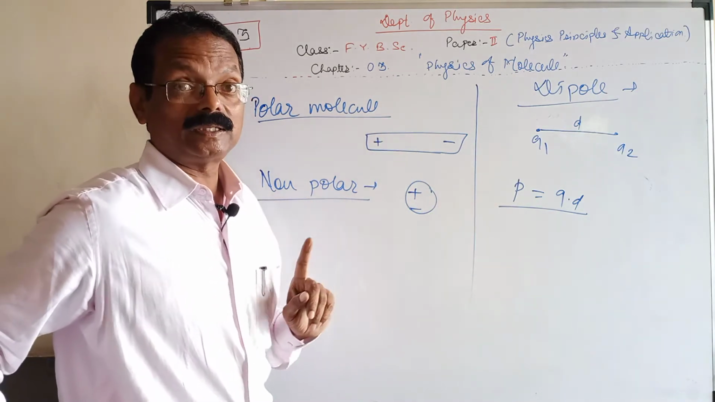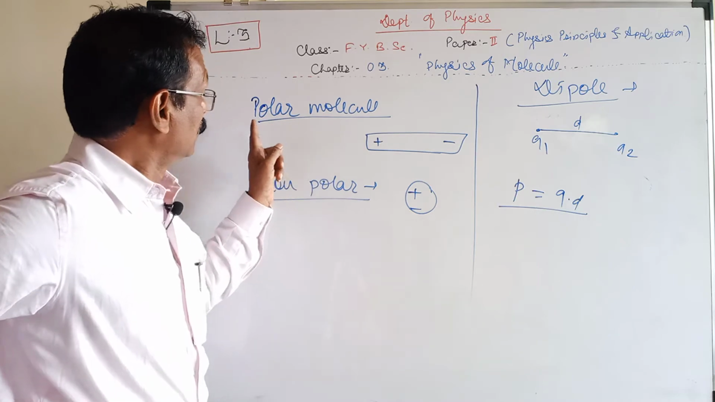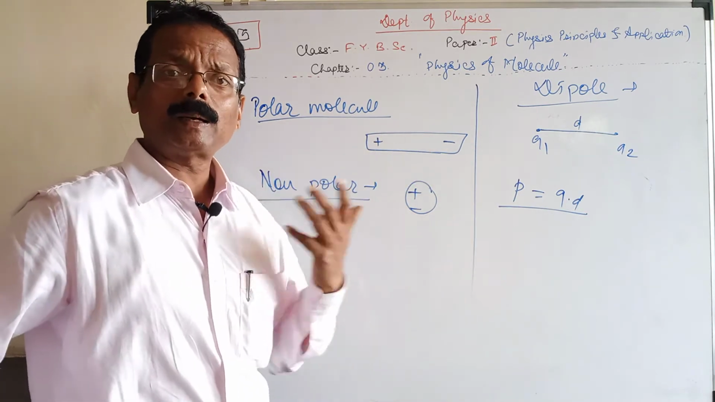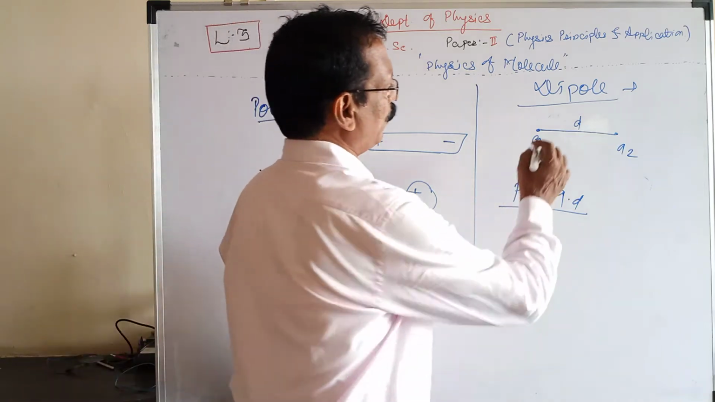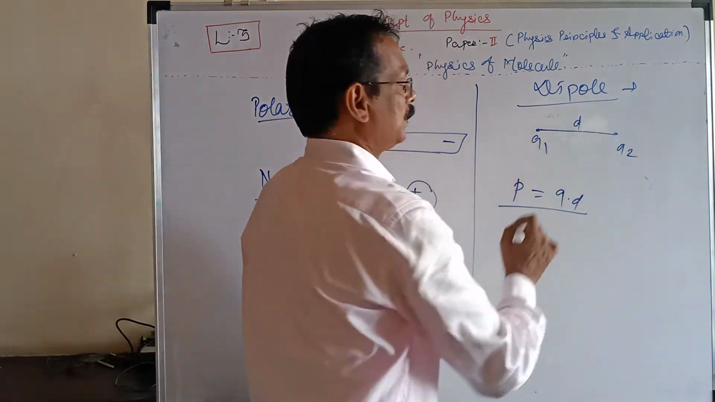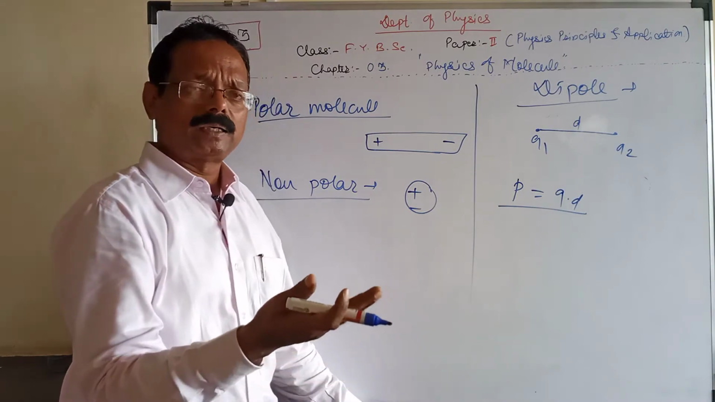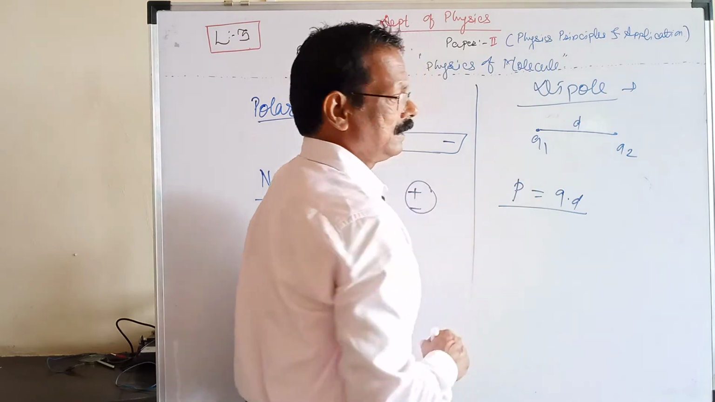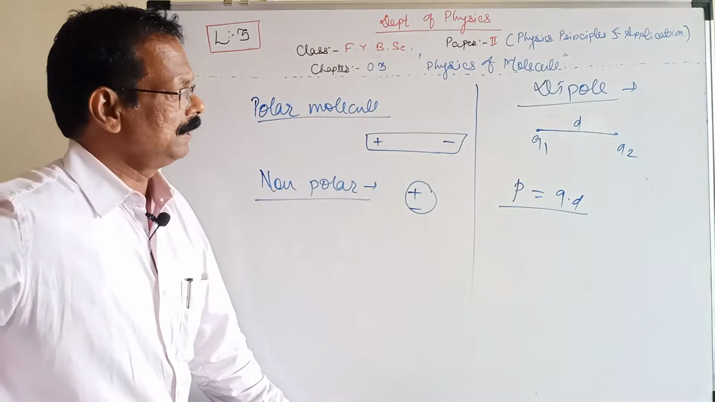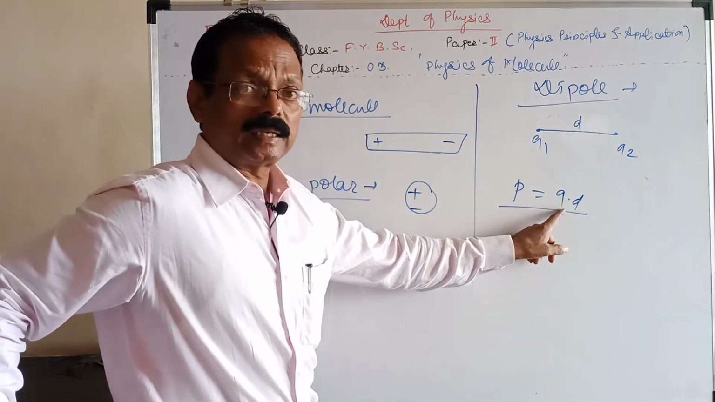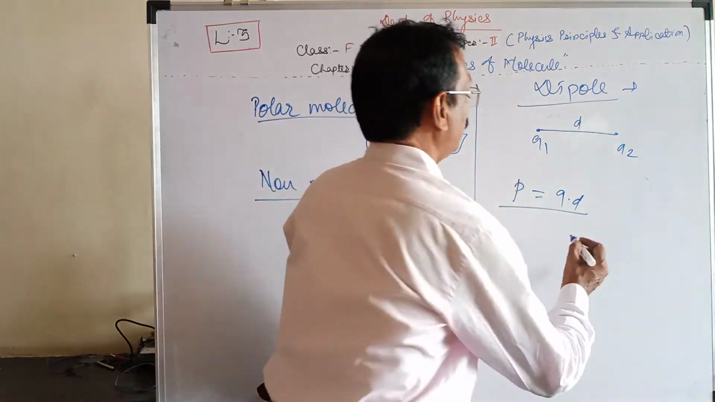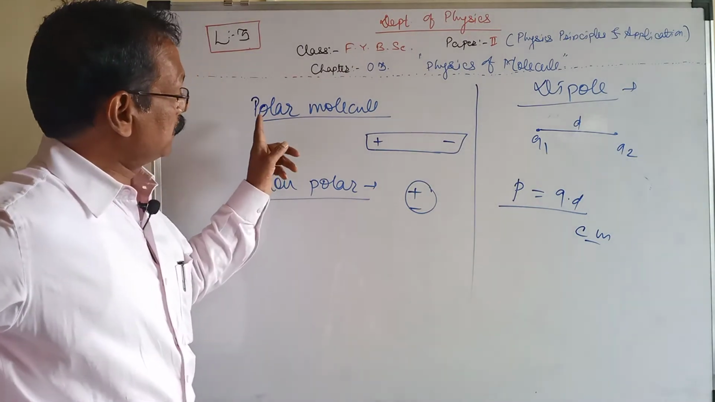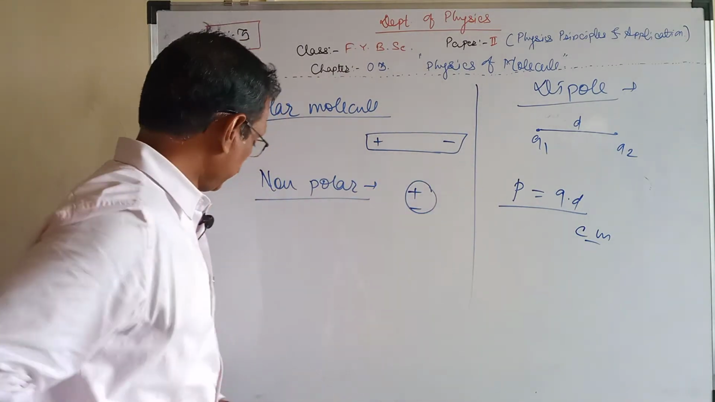So how are these related to each other? It is very interesting. What is a polar molecule? The centers of gravity of positive and negative charges are separated by some finite distance d. And a dipole means two equal and opposite charges separated by some finite distance d. The dipole moment is defined as the product of the magnitude of either charge and the distance between them, so coulomb meter is the unit of the dipole moment. So we make one statement here: a polar molecule has a permanent electric dipole moment.